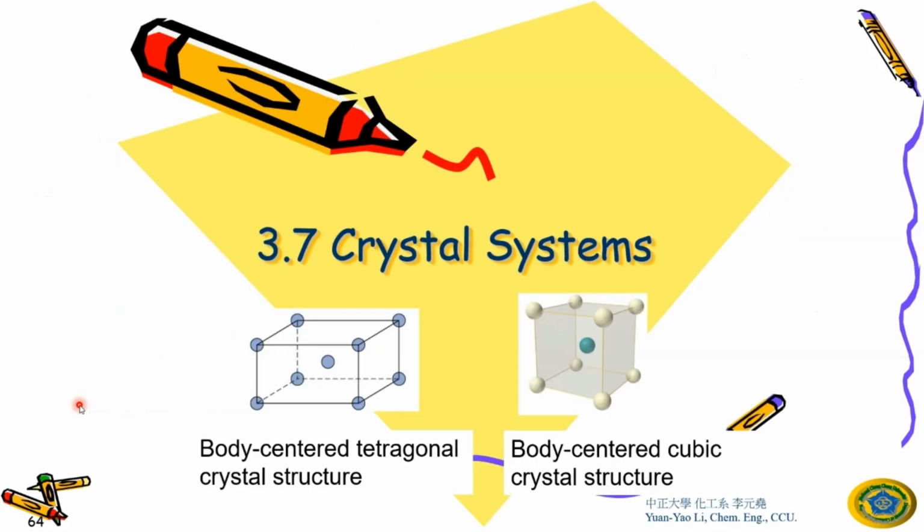Okay? So I think there are some summaries here, and let's skip this. So section 3.7 is crystal systems. As we know, this tin, right? This is called body center tetragonal crystal structure. This is also one type of crystal structure. It can repeat in all directions, the smallest repeated unit. Okay, and this is called body center cubic crystal structure. So how many crystal systems are there in the world?